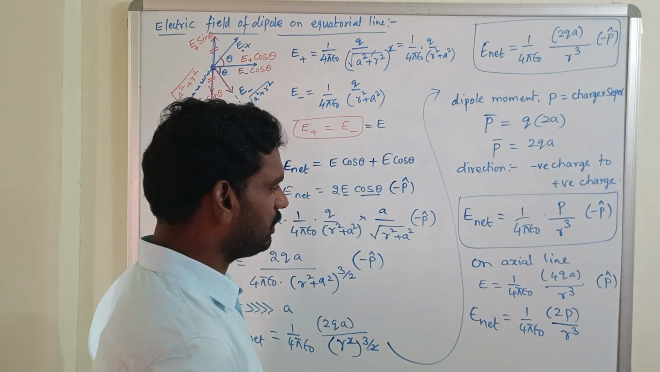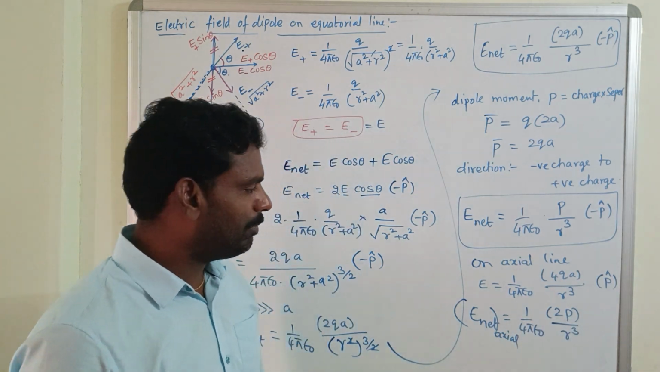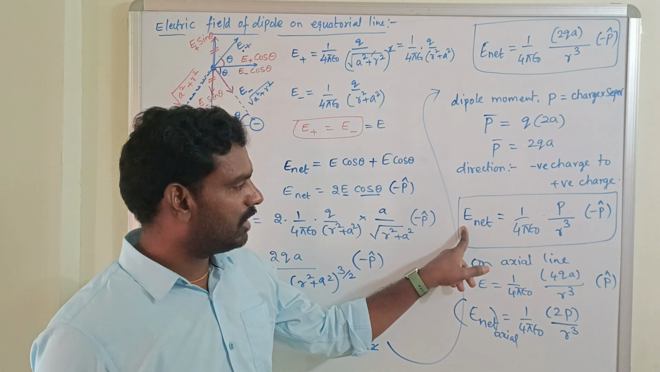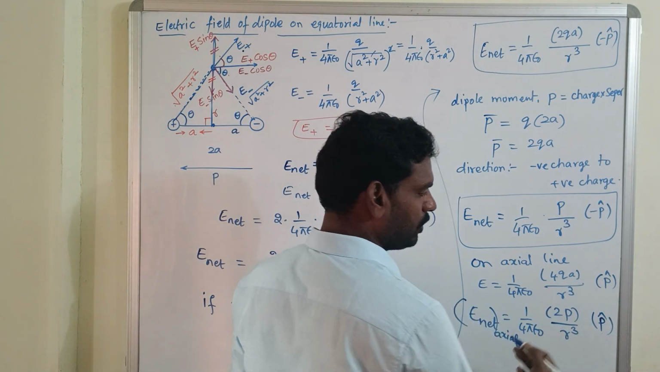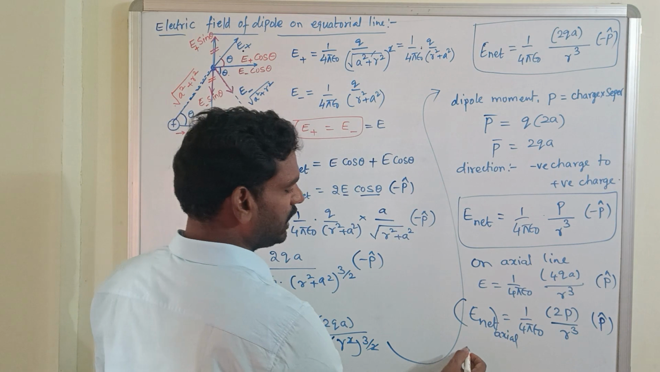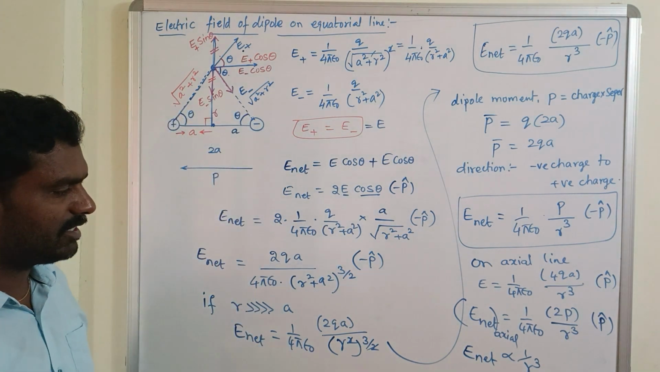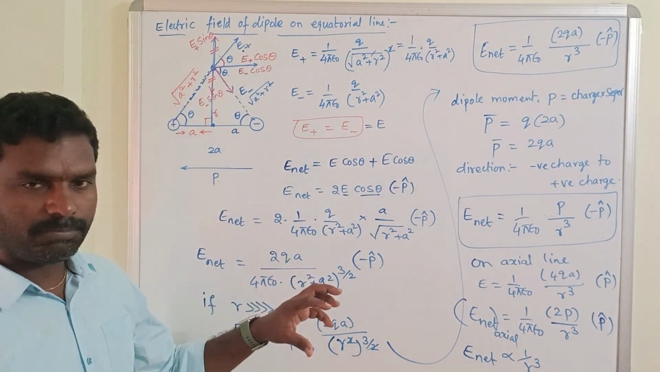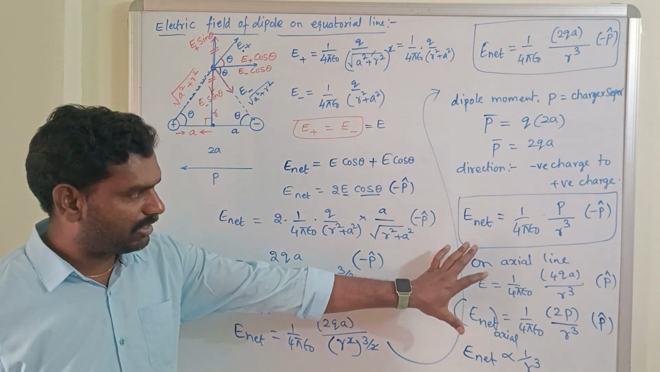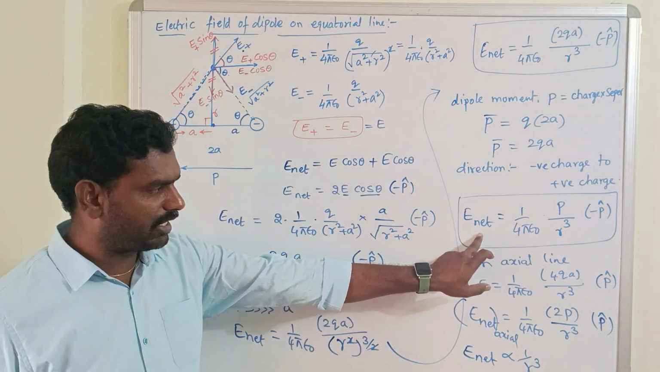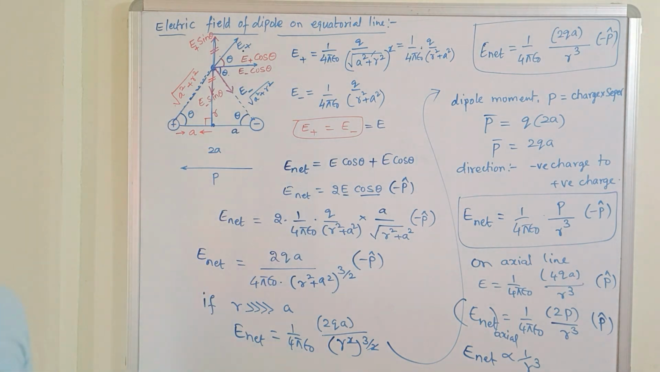So in both of these cases, electric field due to dipole on the axial line is 1 by 4 pi epsilon naught 2p by r cube, and electric field due to dipole on the equatorial plane equals 1 by 4 pi epsilon naught p by r cube. Here the direction is along the dipole moment direction. Finally we can conclude that the net electric field due to dipole is inversely proportional to r cube, the cube of the distance from the dipole to the point where we are finding the electric field. This is the conclusion for the equatorial line, and this is the electric field due to dipole on the axial line. Take a screenshot.